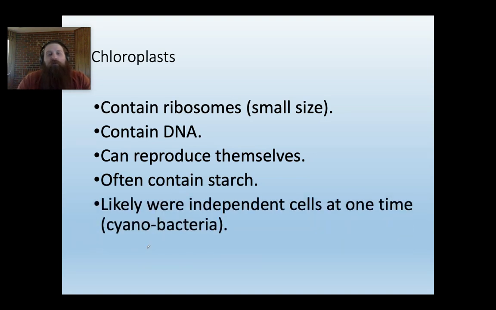cells at one time. You'll notice that the chloroplast and the mitochondria are very similar structures. They both have ribosomes. They both have their own DNA that's different from the DNA in the cell. They can reproduce themselves. So, all of this leads us to look to see where they came from. And they may have been some kind of cyanobacteria or some other form of primordial independent cell.